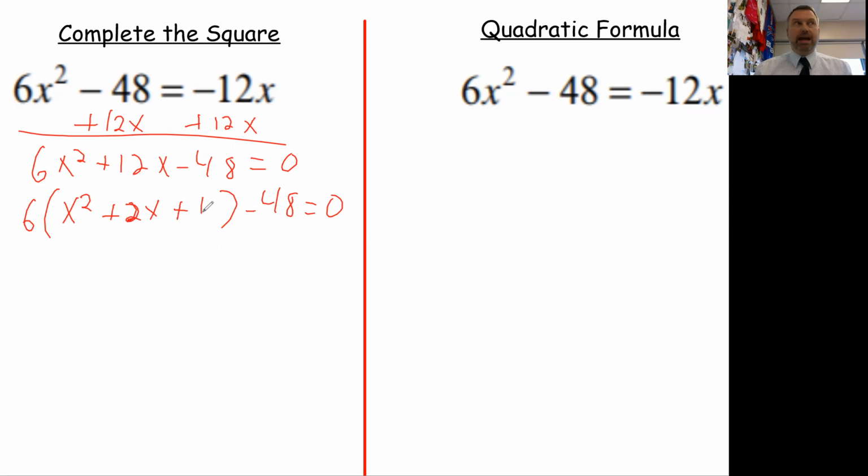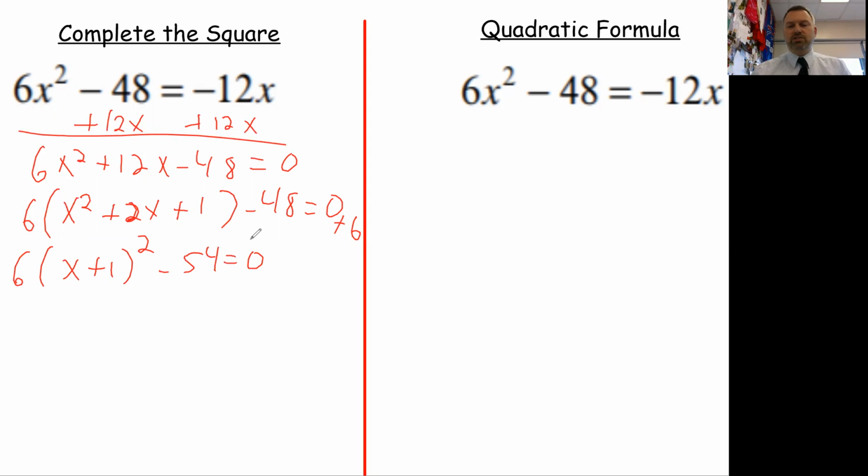Now be careful. I'm not really adding just 1. I'm multiplying 6 by 1. So I need to add a 6 over here. Okay, now 6 times x, half that linear term, squared. I'm going to bring that 6 over, get minus 54 equals 0.